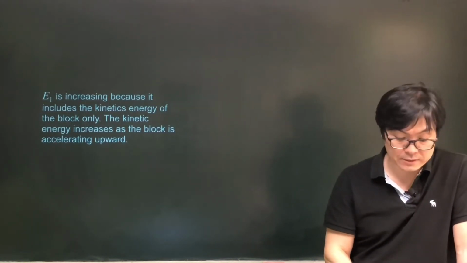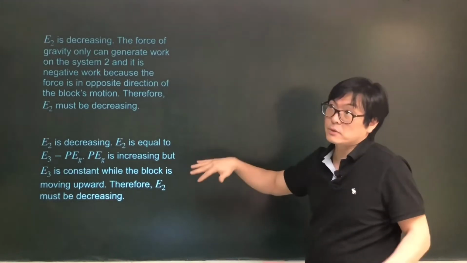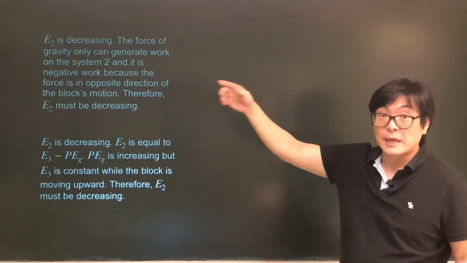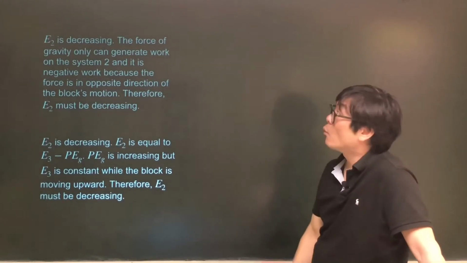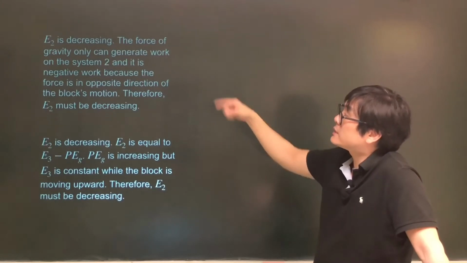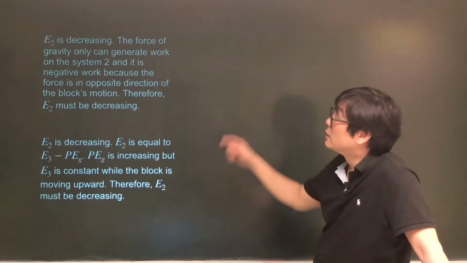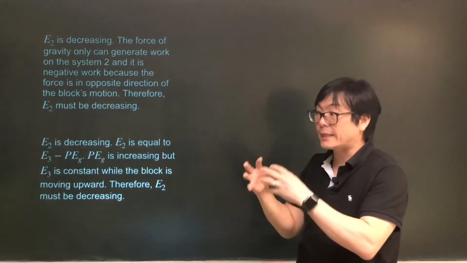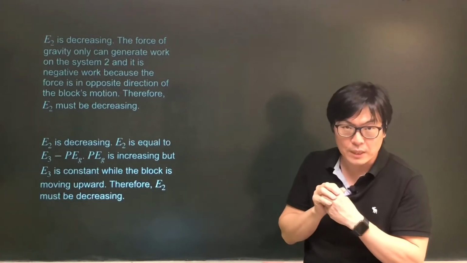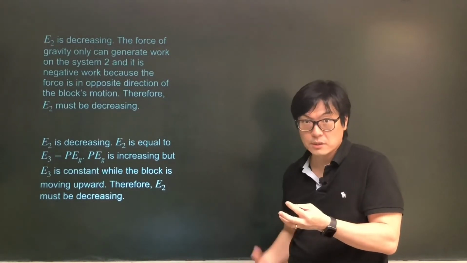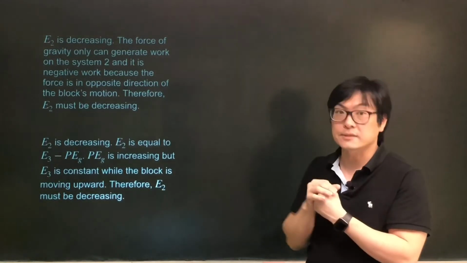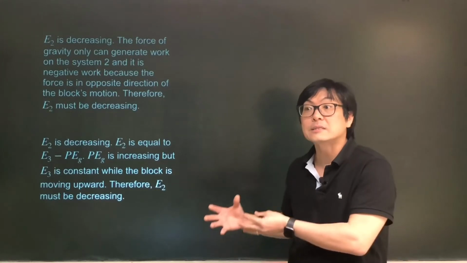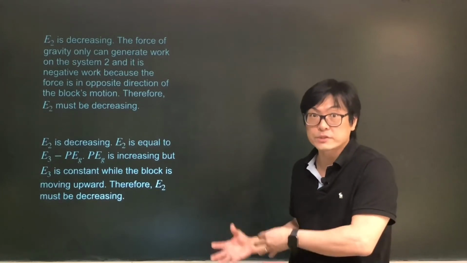Move on to the second system. For the second system, we can actually explain in two different ways. The first one: E2 is decreasing. Why? Because the force of gravity is the only force that can do work on system 2, and it is negative work. Do you understand that? We have the block and the spring inside our system. Gravitational force is actually an external force on this system. So we need to think about the work done by the external force on the system.